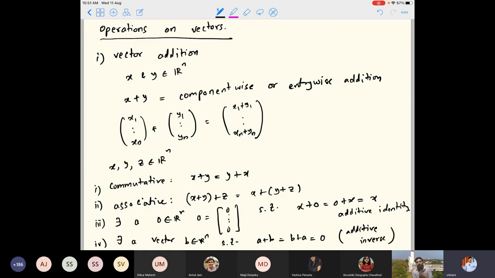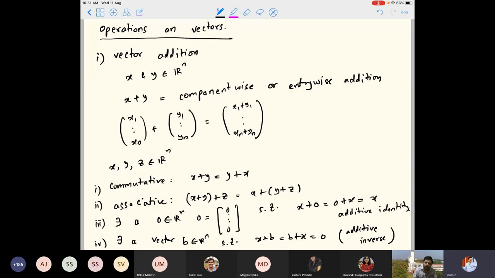And it's trivial to see what this vector b is, right? So if you have a vector x1, x2 up to xn, there is a vector b such that x plus b is equal to b plus x is equal to 0. Clearly, what should b be? Minus x1, minus x2, up to minus xn, right? Then you add these and you get the zero additive identity.